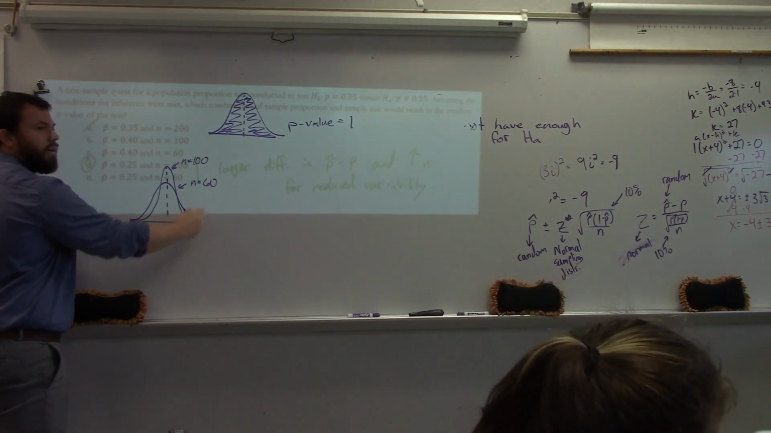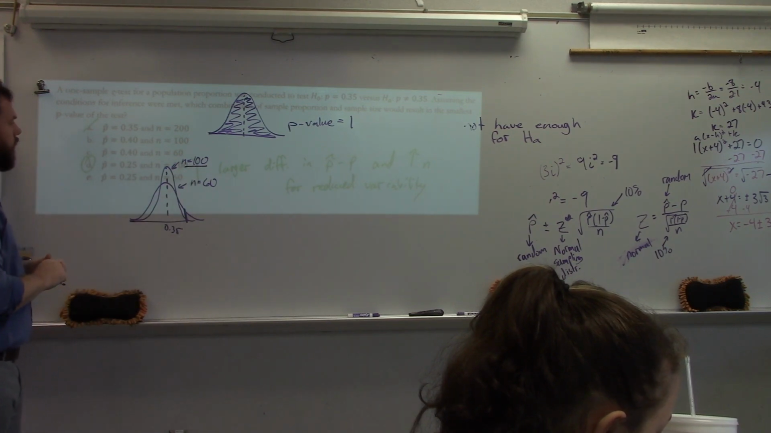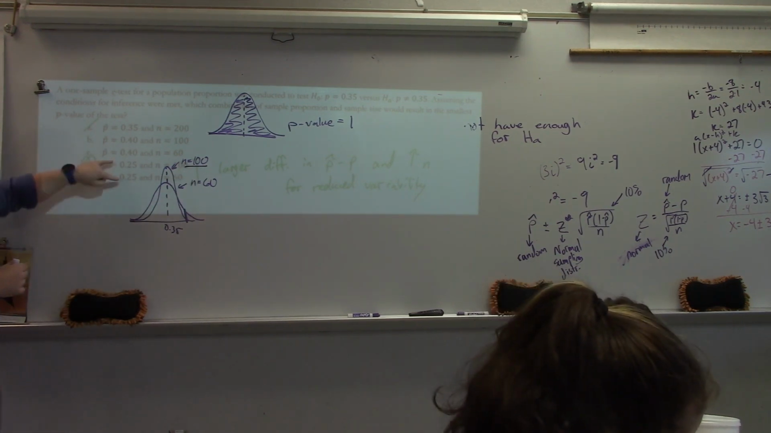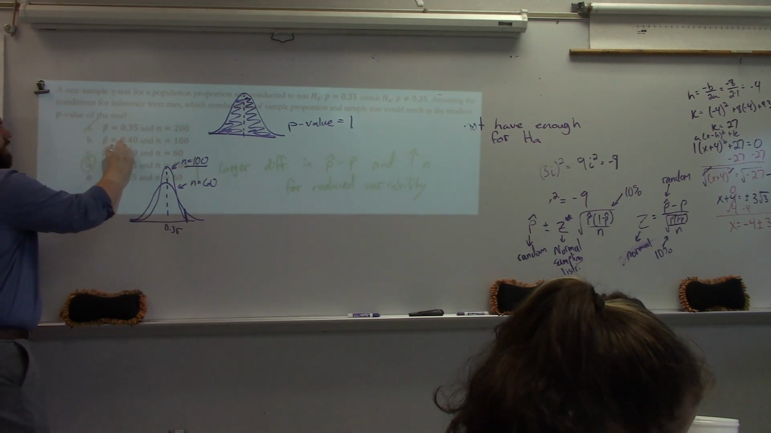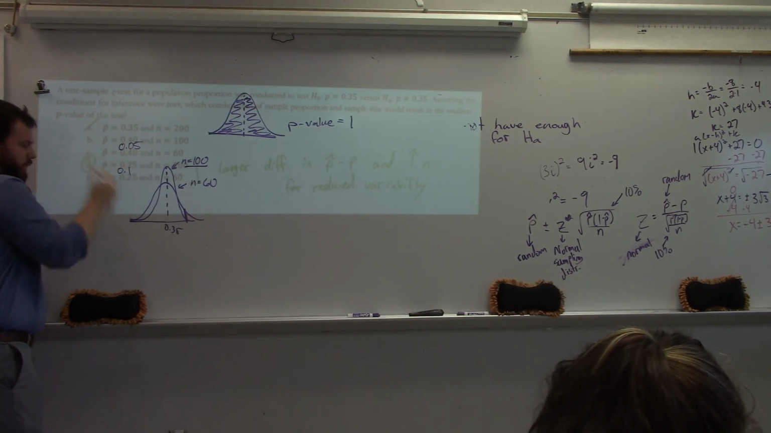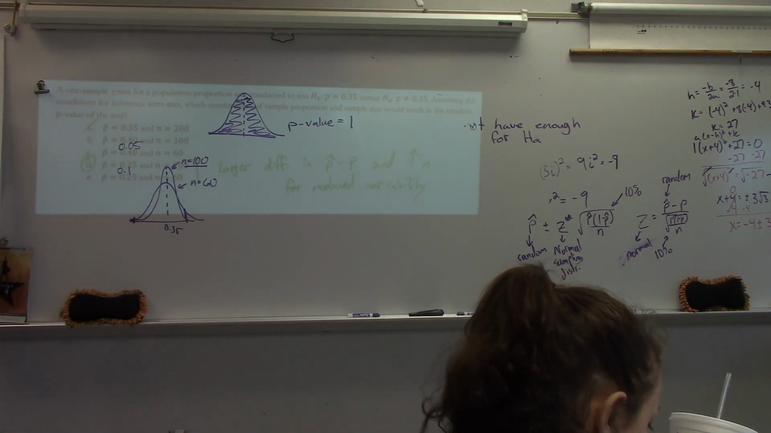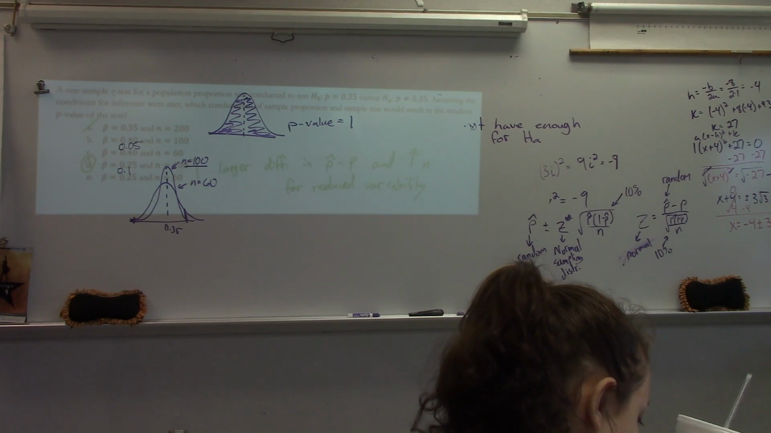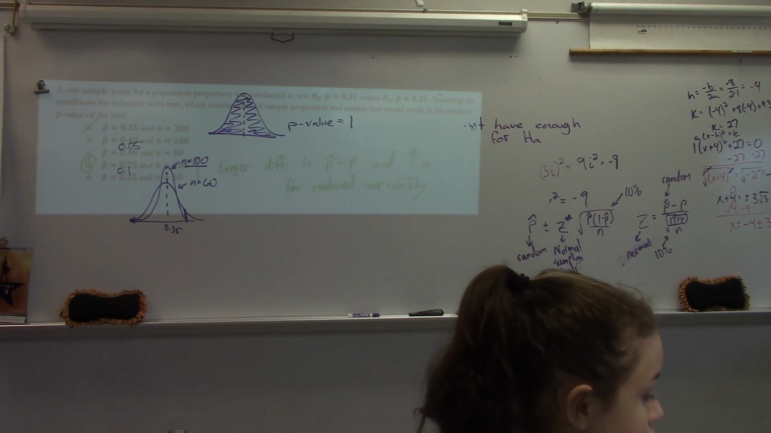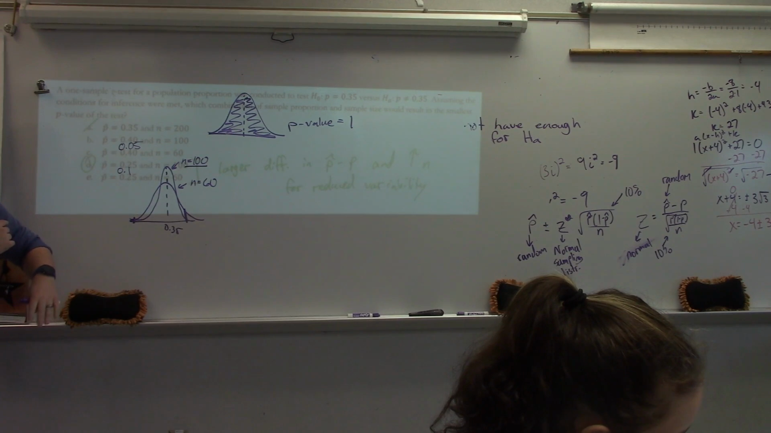Which one has less area to the right? The 100. But what's going to have even less area? A bigger distance from the hypothesized value. Notice this difference is 0.05. This distance is 0.1. So that would be an even smaller p-value. So when do we get smaller p-values? This is a note I would make to myself because this shows up. Smaller p-values are when our statistic is further from the parameter and when we have a higher sample size.